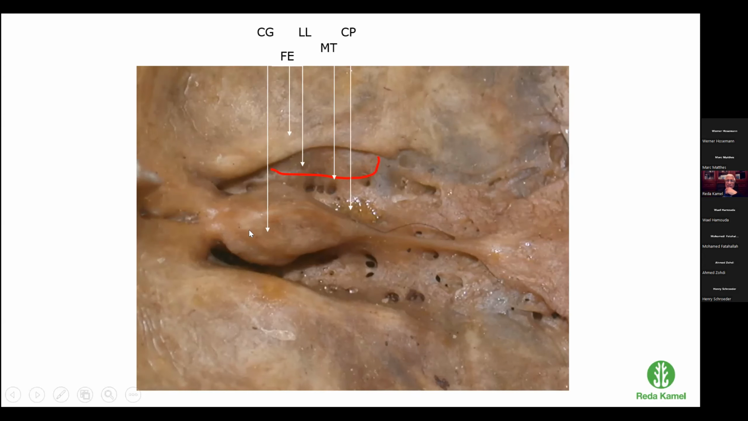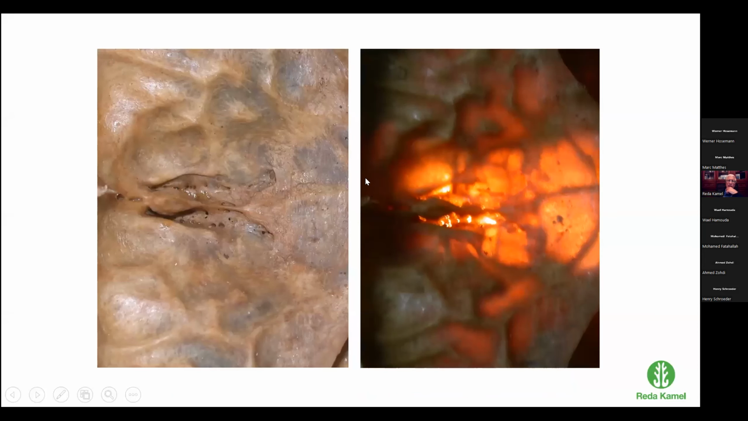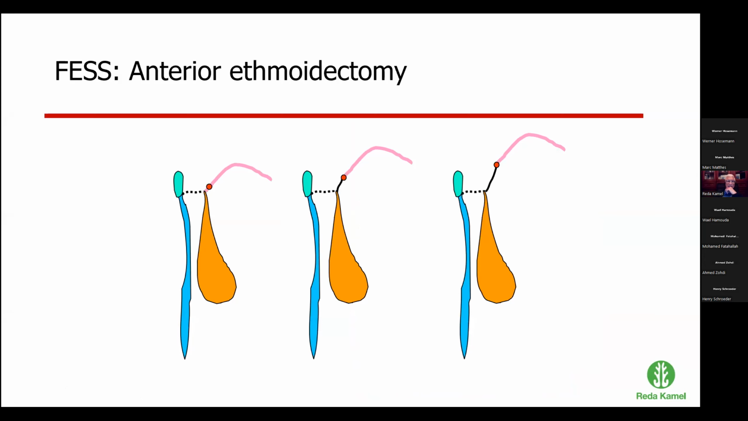If you want to realize how thin these structures are, you can just apply light from below. Here we are. This is the middle turbinate, and accordingly, we can identify the very thin lateral lamella and the relatively thick fovea. So we have to be aware how thin and how high these structures are in that particular patient, based on the preoperative CT.